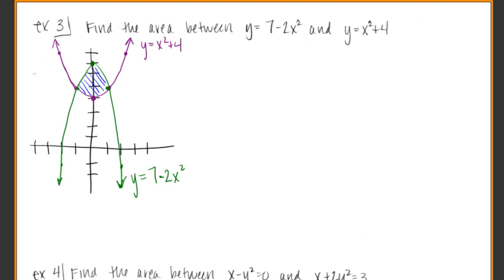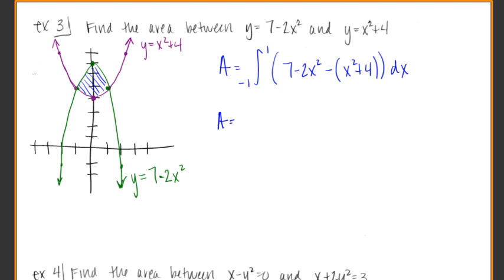Okay, so to find the area, it looks like where they intersect, where they start, is going to be at -1. So integral from -1 to 1 of the upper curve, the green one, 7 minus 2x squared, minus the lower one, which is x squared plus 4, and then dx, since x is our variable in both equations. Okay, let's clean this up first before we go through to take the integral.